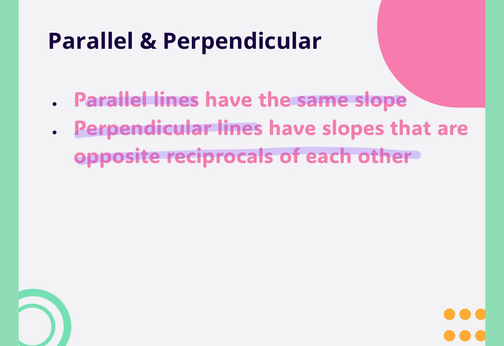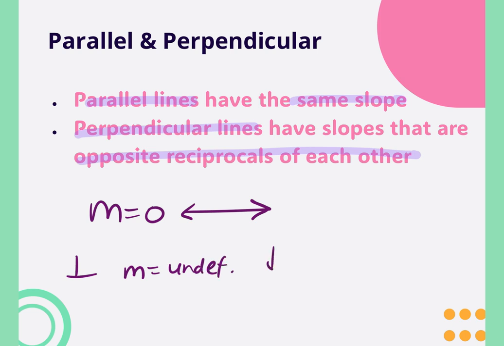Think about your special cases here. If I told you the slope of a line was 0, which would be a horizontal line, what's the slope of a line that's parallel to that? Parallel. Also 0, right? What's the slope of a line that's perpendicular to it? Undefined. Because if I flip 0, like let's say this is 0/1, if I flip that, 0 is now on the bottom, which makes it undefined.